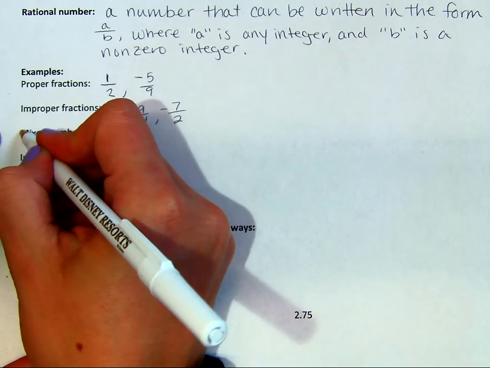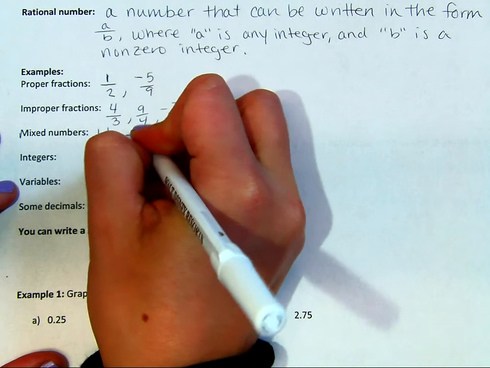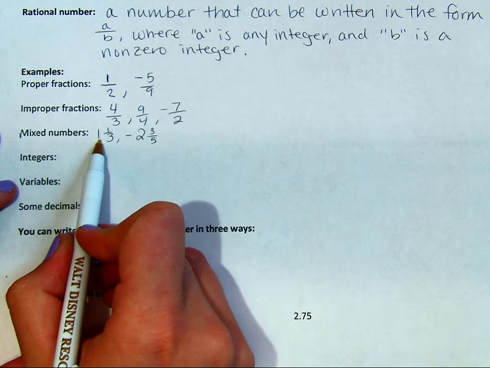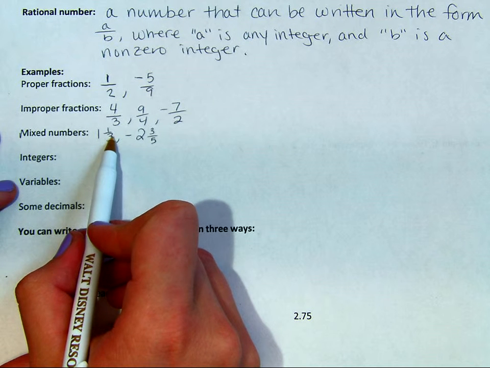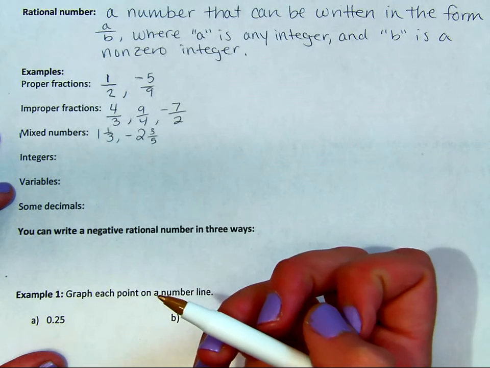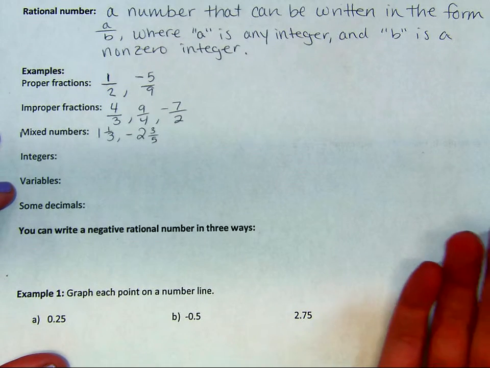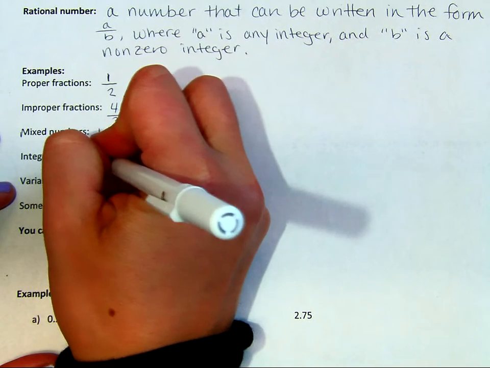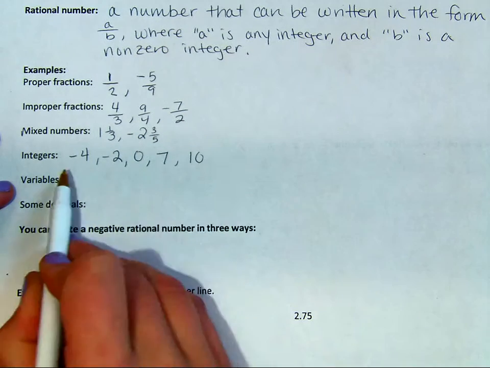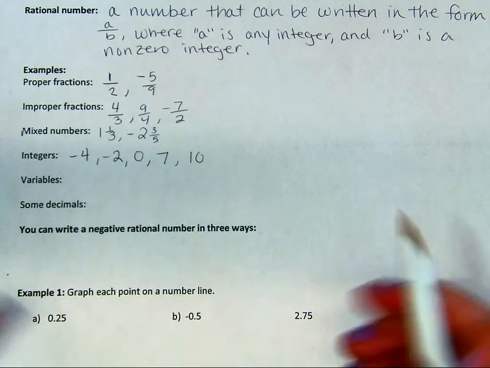Next is mixed numbers. Mixed numbers are things like 1 1/3, or even negative 2 3/5. There's a whole number part, or an integer part, and a proper fraction part as well. Integers do not include fractions. So those are things like -4, -2, 0 is an integer, 7 is an integer, 10. So all the positive and negative numbers and 0, but no fractions.